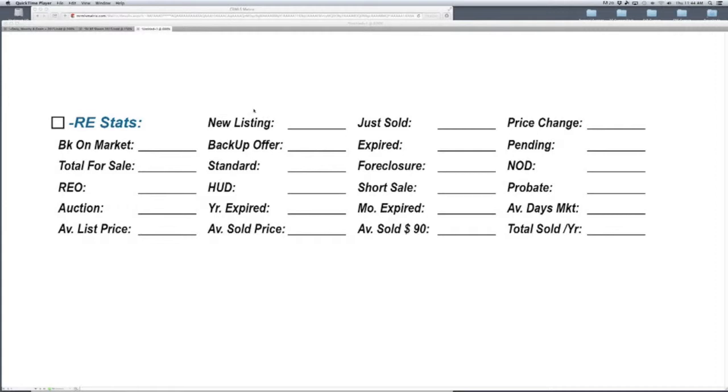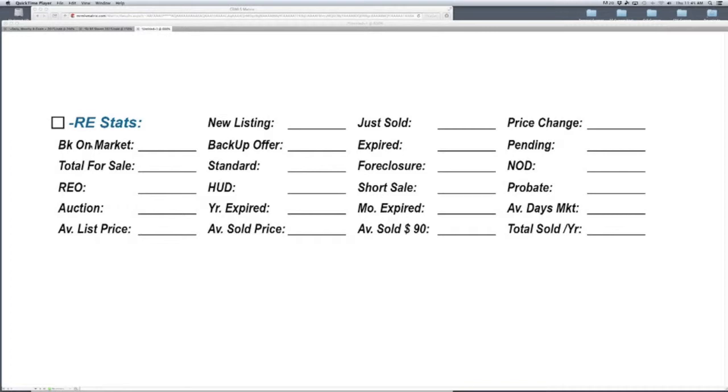So the first thing I want to know are our new listings. How many new listings have come up on the market within the last 24 hours or today? The next thing I want to know is how many have sold within the last 24 hours, and that number is going to go here. Next thing, our price change. Sometimes our properties go up in price, go down in price. How many of those since the original listing have gone up or down in price?